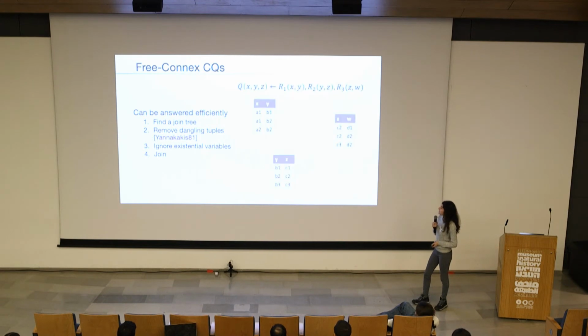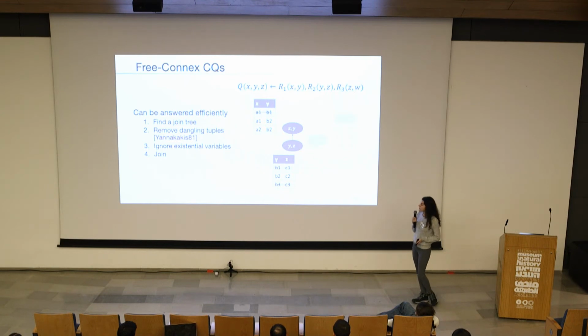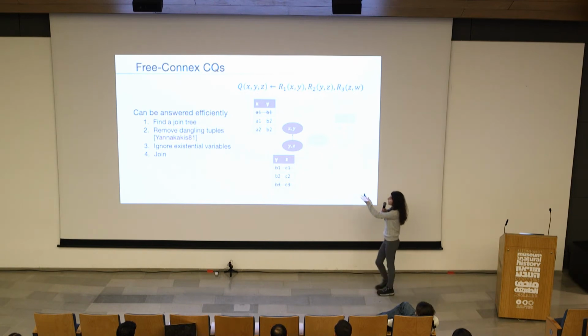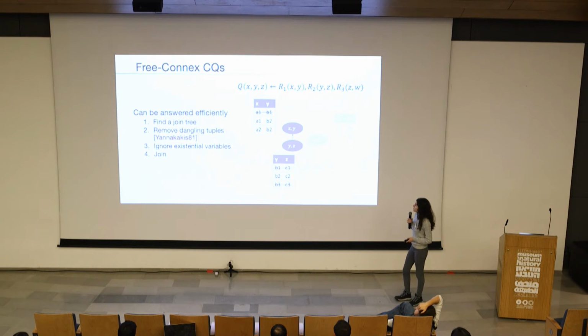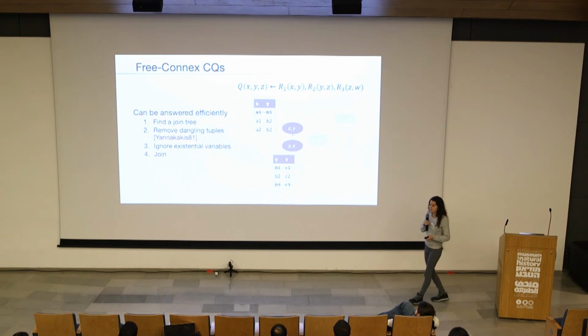If we have a query that's free-connex, like this one here, and we have our database instance, we can find a join tree for this query, and then there is some process that runs in linear time and eliminates all tuples from our input that are not useful for the answers. And then we get this very compact representation of the input that we can use to efficiently solve all of the problems that we mentioned before. So we don't need to do things like generate large intermediate results that don't contribute to our output.